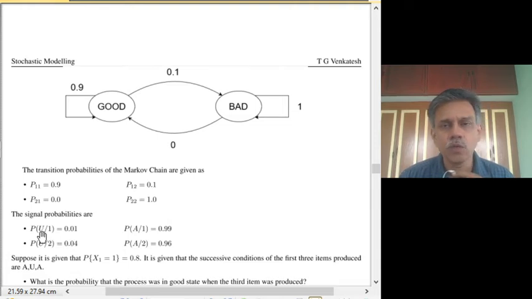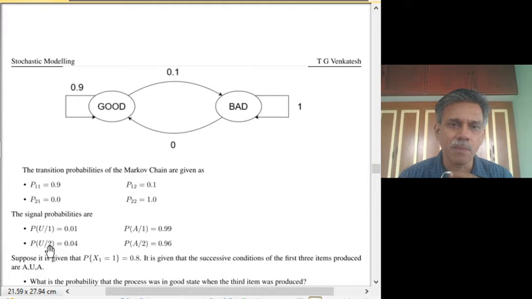So we use the character U to stand for an unacceptable item and A to stand for an acceptable item. So the probability that an unacceptable item will be produced when it is in a good state, that is 1, is 0.01. That is, only 1% of the items are unacceptable. And therefore the probability that an acceptable item is produced when the machine is in a good state, or 1, is 0.99, or 99% of the items are acceptable.